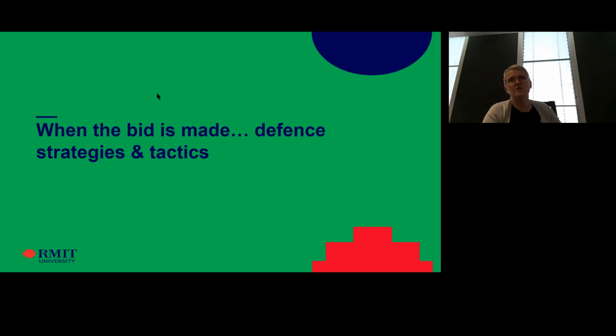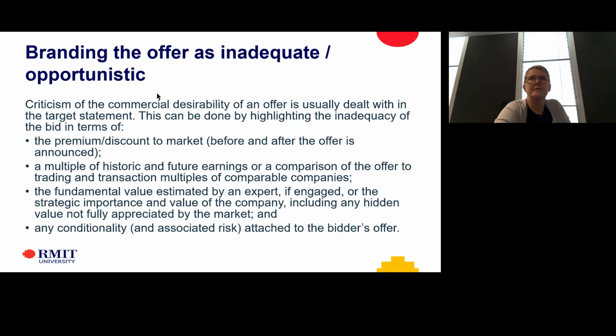So what kind of strategies and tactics are used when a bid is in fact made? One of the things that often happens is the directors will come out screaming, it's inadequate, it's opportunistic, it's not commercially desirable, these people are just having a go, maybe they can't even pay for it. So often directors will be highlighting things like the price isn't right. They'll be rejecting on the basis of price.